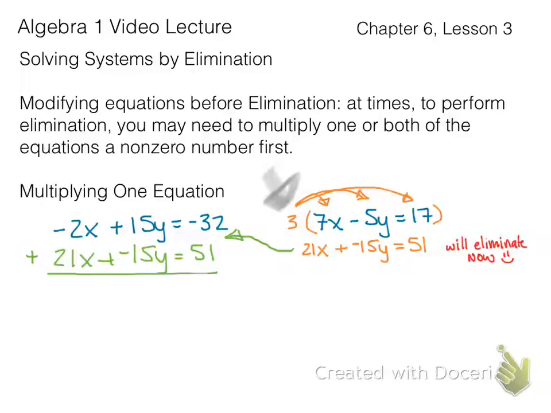All right, so we've got negative 2x plus 21x, which is 19x. 15y plus negative 15y is 0, and negative 32 plus 51 is positive 19. Let's divide by 19, and we're going to get x equals 1.